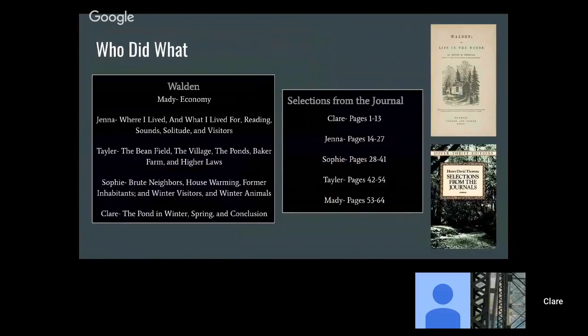Okay, so to make sure that everyone in our group did an equal amount of work, we split up selections from the journal and Walden pretty evenly. For selections from the journal, we all read between 11 and 13 pages. And then we also wrote down the places from those pages to make sure we had them to add to our map.